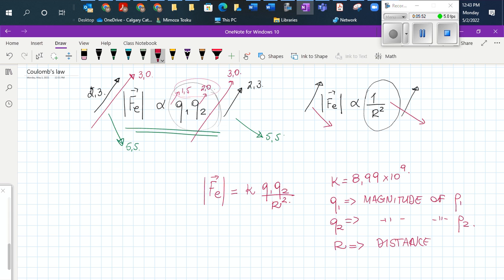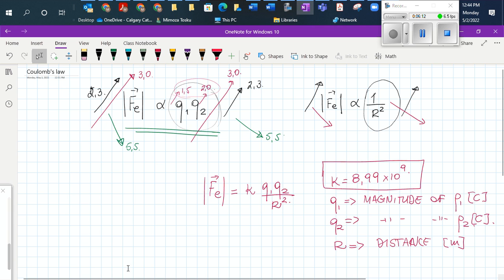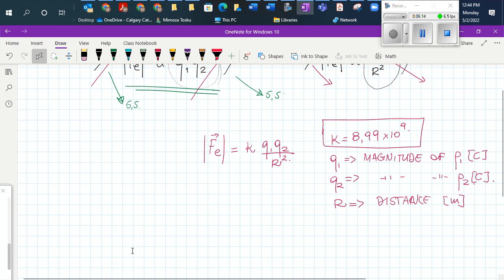Distance in meters. So if charges are in coulombs, then distance is in meters. So this constant here is in your data booklet, and you can find that on the attached link that you have on D12.